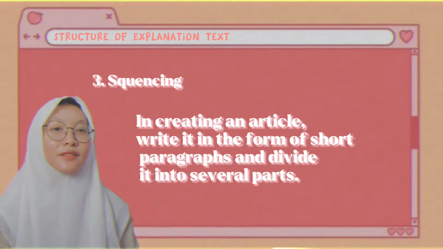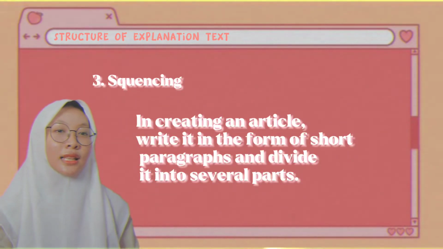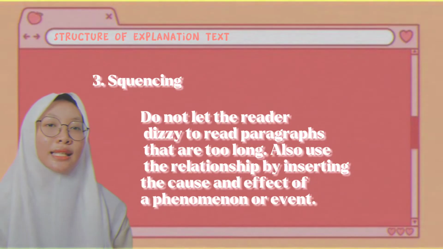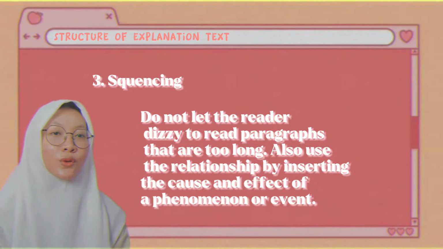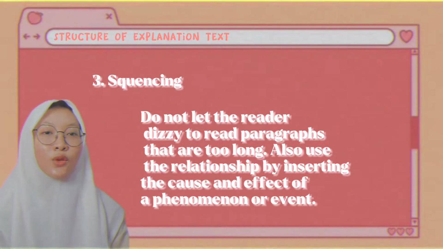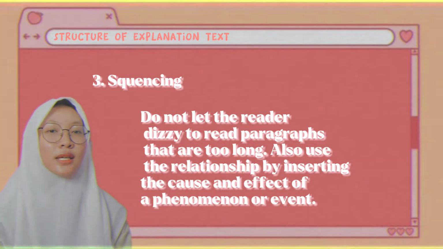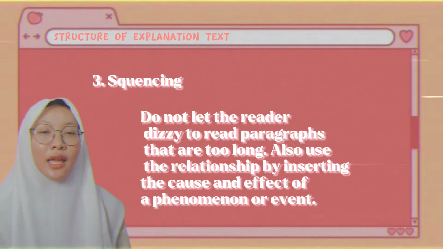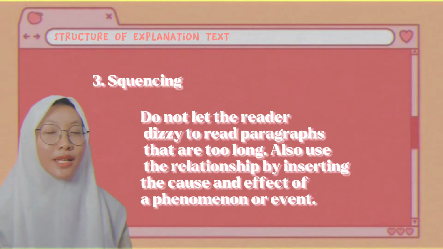In creating an article, write in the form of short paragraphs and divide into several parts. Do not let the reader get dizzy reading paragraphs that are too long. Also use the relationship by inserting the cause and effect of a phenomenon or event.